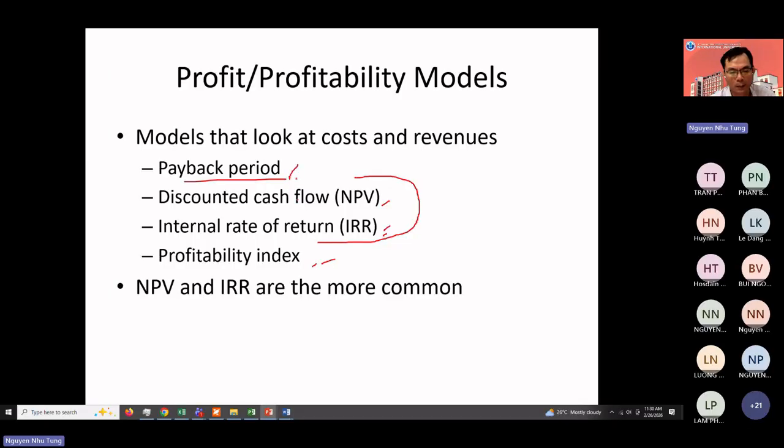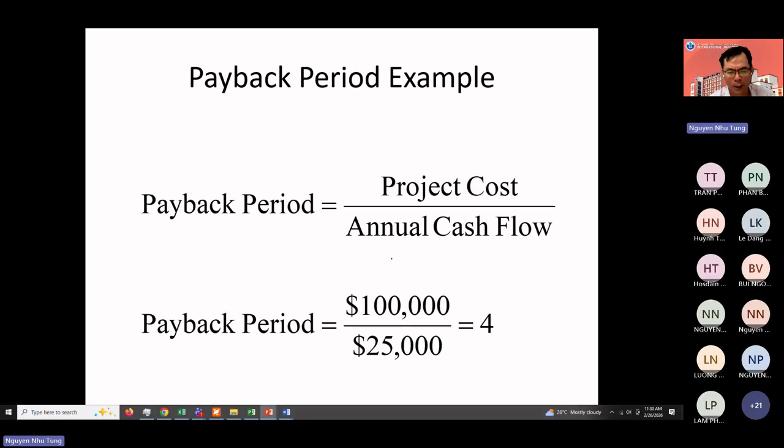Payback period is simple, right? And profitability index calculation is also simple. Now let's review the formula first, and then I will demonstrate with illustrated examples for these financial metrics. All right. So the formula for the payback period: you divide the project cost by the annual cash flow.